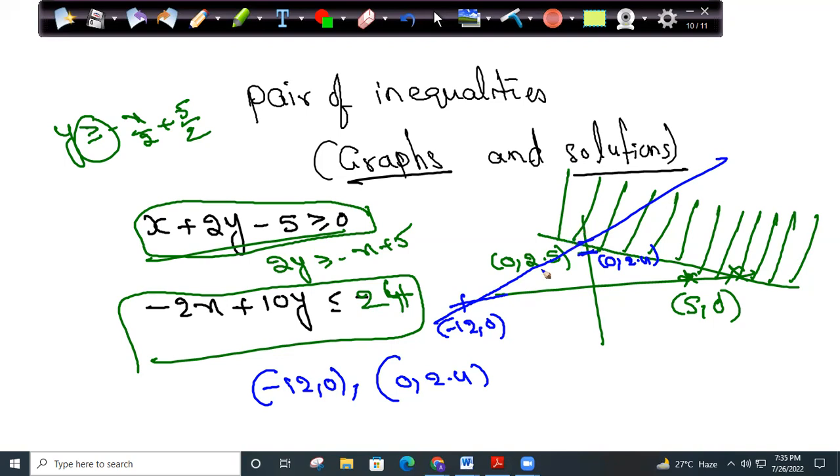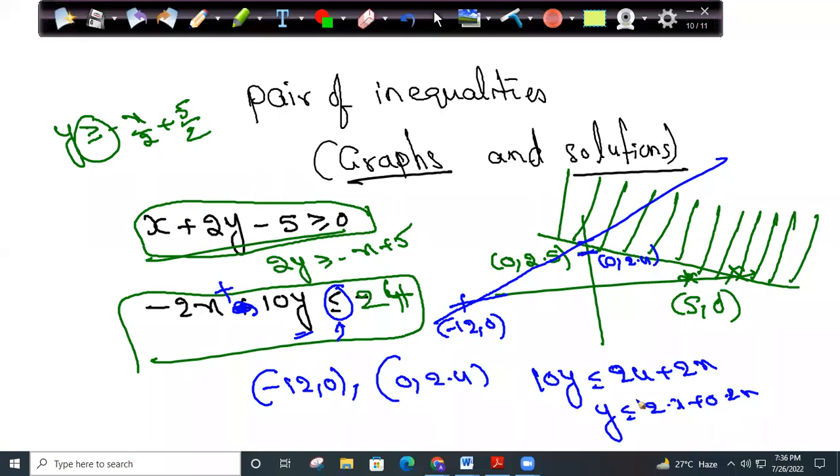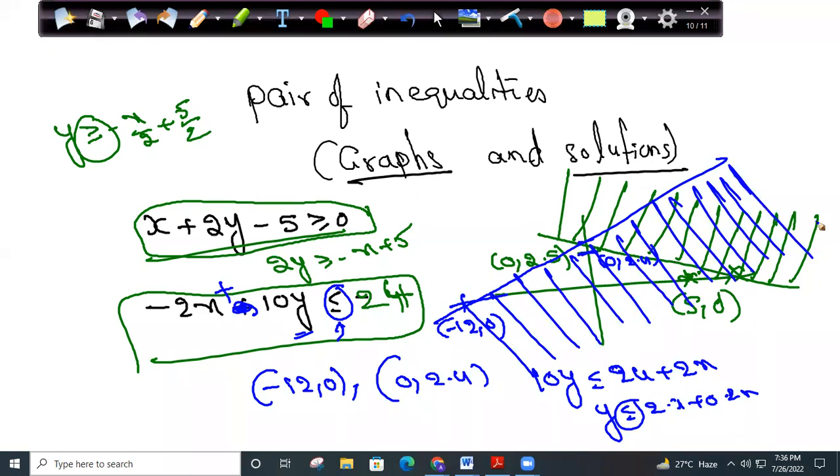Now it is less than, but isolate y. Then only see it is less than, because when you are isolating y, less than can become greater than, and greater than can become less than. So don't take the risk by just looking at this. If it is minus 10, a completely different graph will come. So try to isolate. 10y is less than or equal to 24 plus 2x. Y is less than or equal to 2.4 plus 0.2x. So since it is less than or equal to, your graph should look like this.